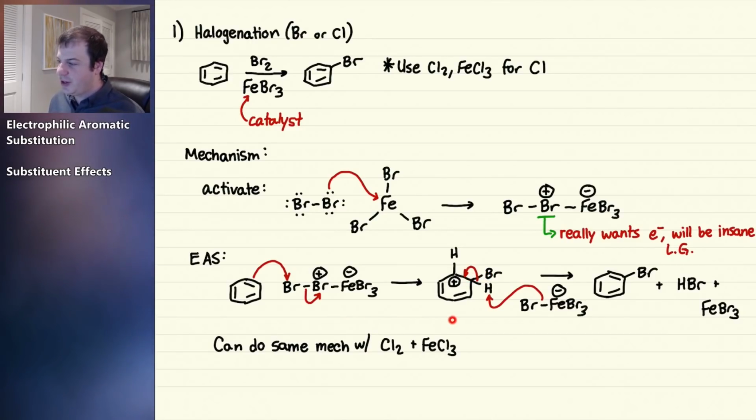That disrupts the aromaticity to give a carbocation intermediate, which is restored by FeBr4 acting as a base, and we show that with the iron-bromine bond acting as the base to grab that proton, and that's going to produce the product alongside HBr and regenerate the FeBr3 catalyst. This exact mechanism can be totally repeated using chlorine instead of bromine. Just swap out all the Brs with Cls and you're fine.